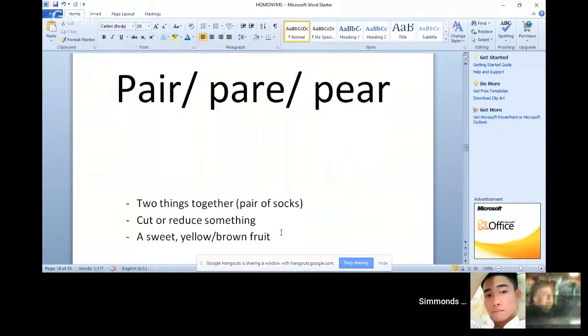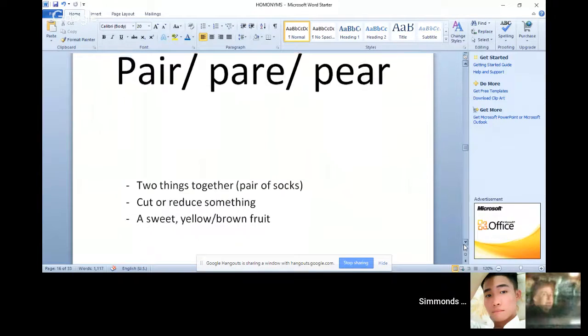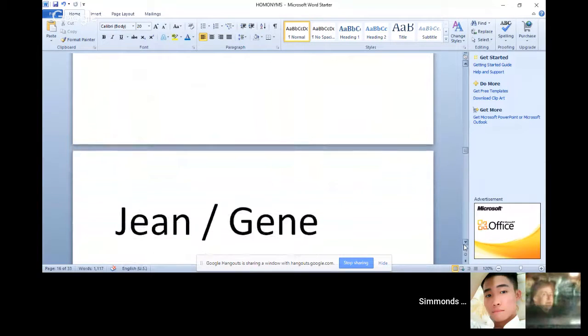So pair, and pair. So as we said, the two things together, a pair of socks, for example. And then to cut or reduce something is this verb in the middle. And then pear, yes, of course, is a sweet yellow or brown fruit. Now I have yellow and brown, which are two different colors, but that's what color they are, right? All right, good. Well, let's move on to something hopefully a little more challenging.